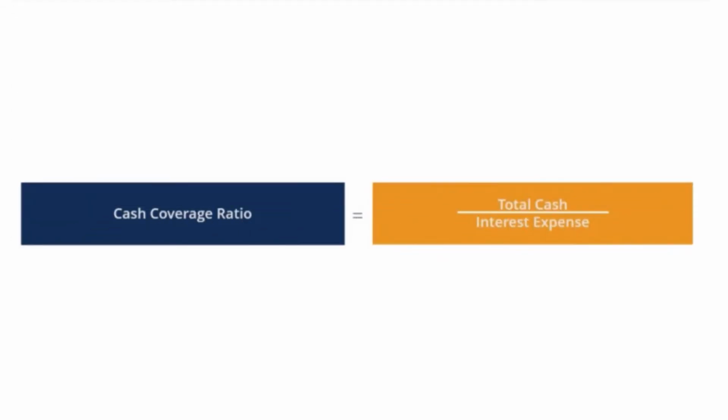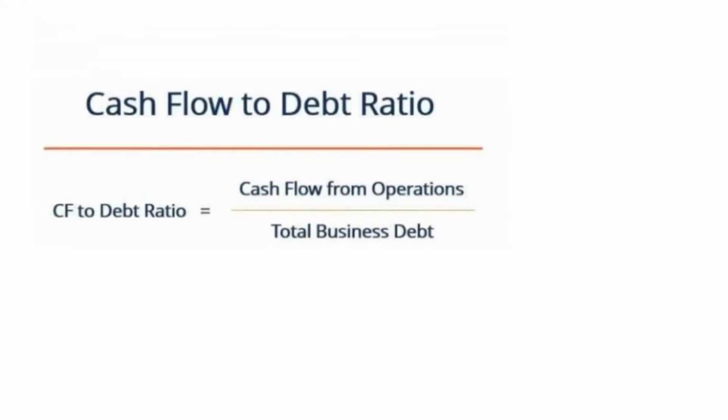Cash coverage ratio. This measures a company's ability to cover debt obligations with cash. So the formula here is total cash divided by interest expense. And then you have cash flow to debt ratio.